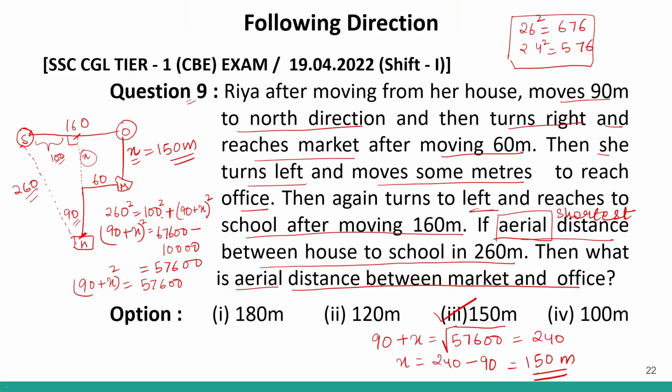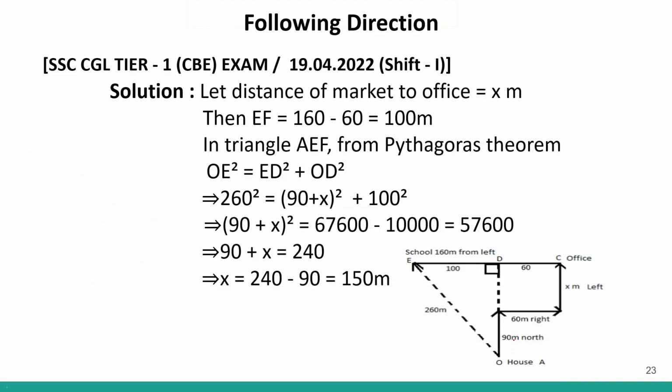So for 90 plus x square, if I take 100 to that side, it will be 67600 minus 10000. Correct? 90 plus x square will be equal to this value. Now we know that 576 is the square of 24. So 90 plus x will be the under root of 57600, which is 240. So x will be, taking 90 to this side, 240 minus 90, which is 150 meter. So I hope this much is clear. Okay, here you can look at the detailed solution.